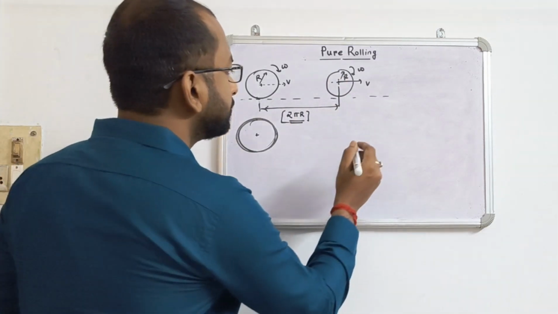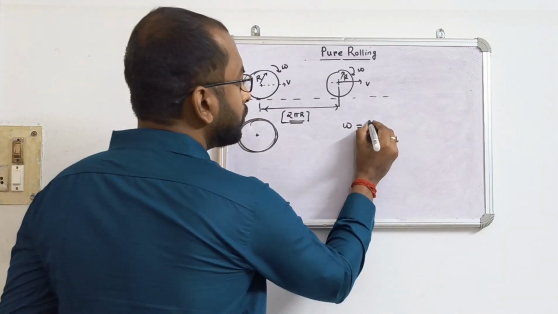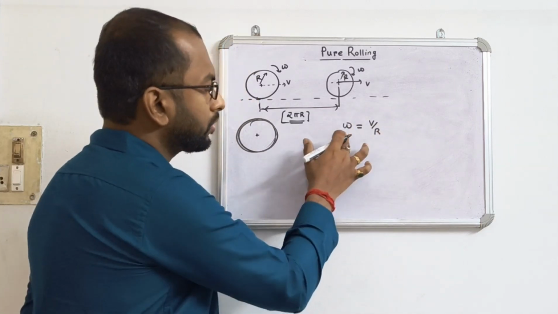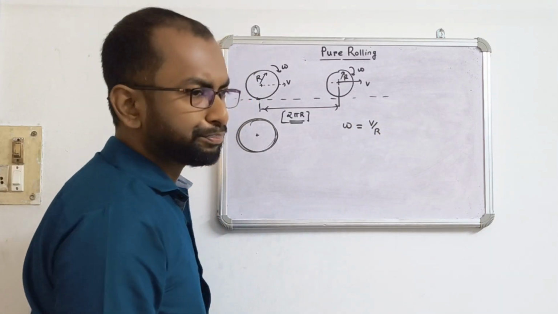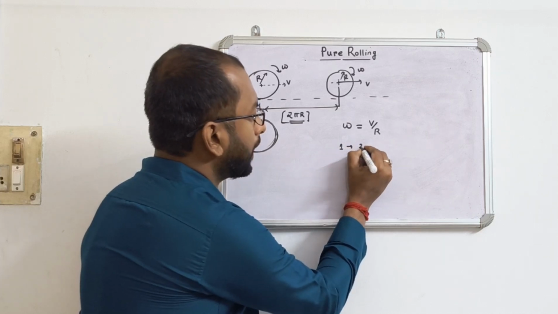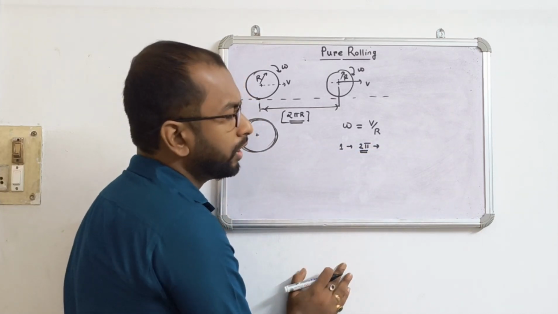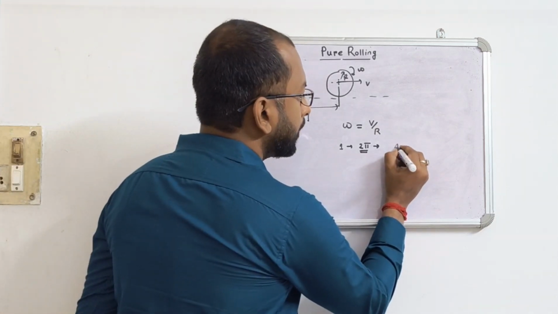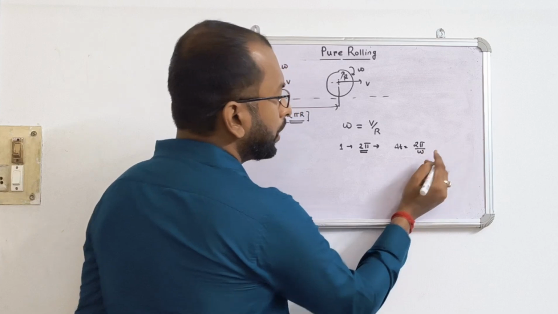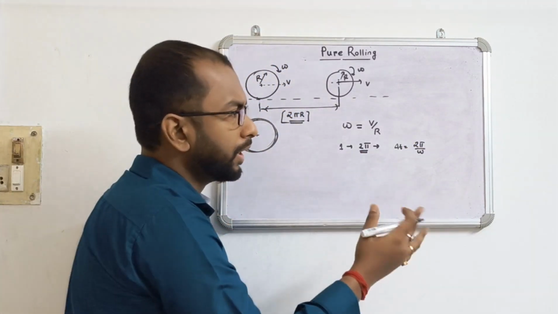How to prove that? Omega is v by r, or v equal to r omega, we are getting omega is equal to v by r. So for one complete rotation, that means 2 pi angle, how much time it will take? It will take time, let's say delta t, that is 2 pi by omega. Angular distance it needs to cover divided by the angular velocity, that is the time it will take to complete the one rotation.